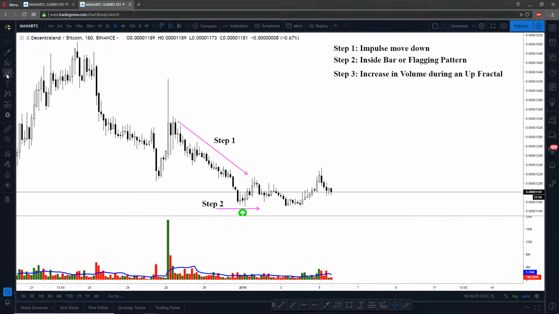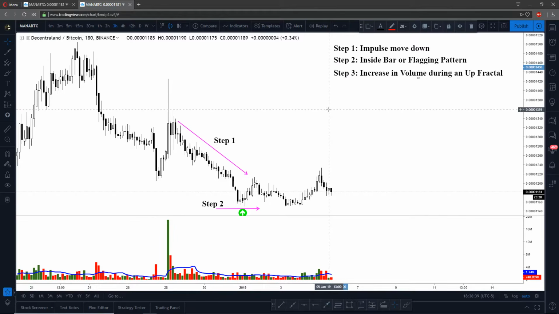If you don't know what an up fractal is, it is when you have a low and then two higher lows on each side. So we have a low here and two higher lows on each side. This is an up fractal. You can see we have an increase in volume during this up fractal. So that is confirming your accumulation.